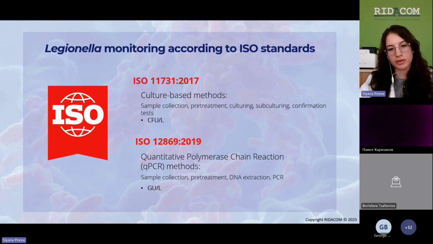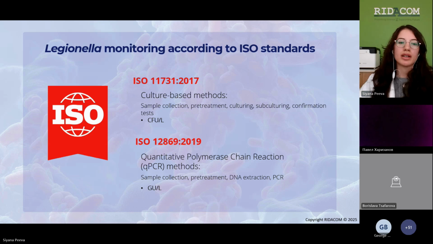So after the pre-treatment concentration of the samples, we have to perform extraction of the DNA from the cells, because if we don't perform this, even if the cells contain the DNA which we want to amplify and detect, the qPCR cannot detect it. So first extraction of the DNA, and then lastly, we have the qPCR procedure. And from here, we get the results in genome units per liter.